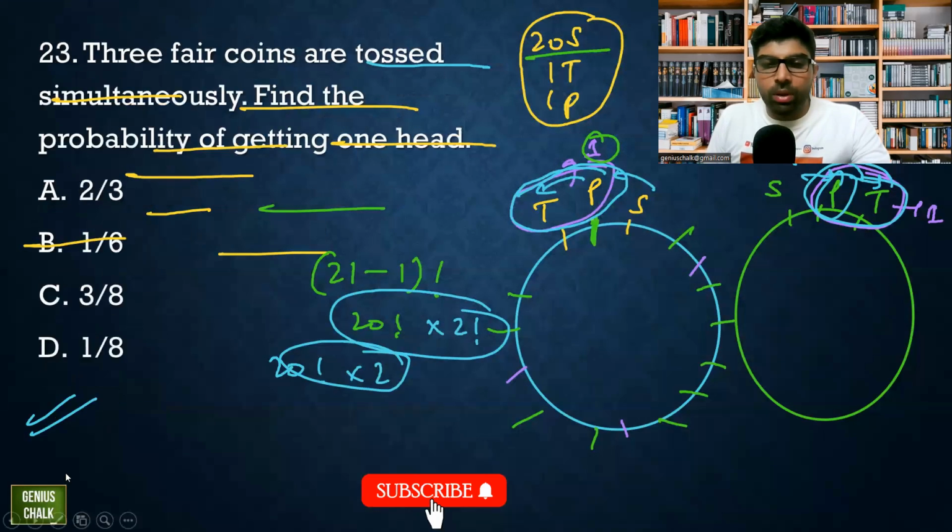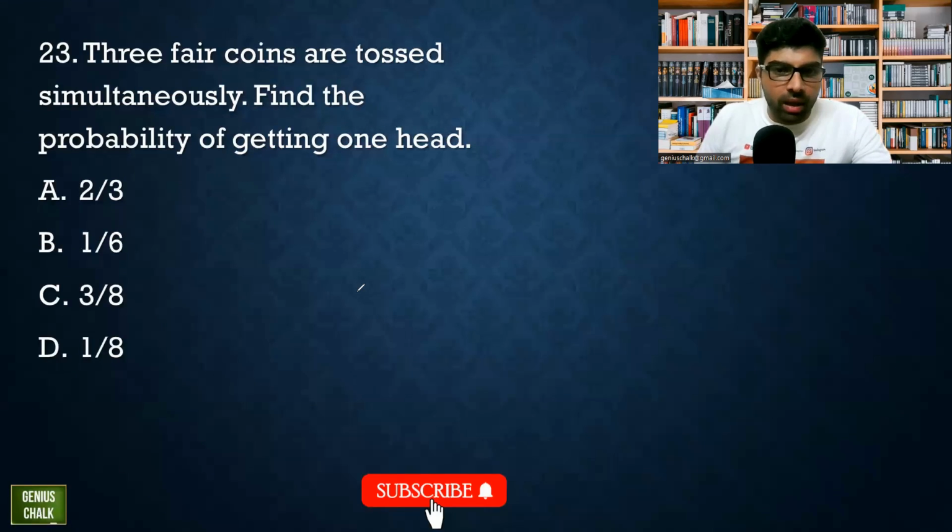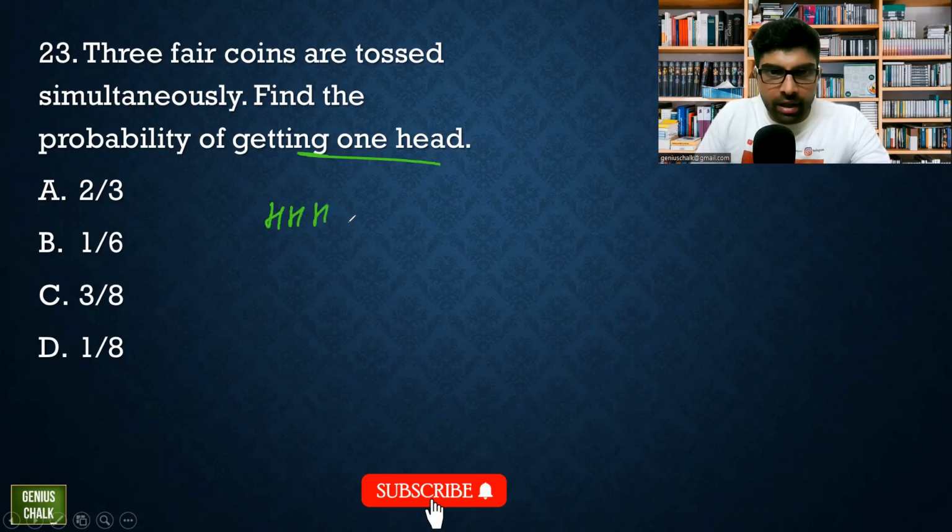And don't worry, nobody will ask you to solve the value of 20 factorial. Then, 3 fair coins are tossed, find the probability of getting 1 head. Okay, 1 head, 3 coins. So 3 coins will be like head, head, head; head, head, tail; head, tail, head; tail, head, head; and head, head, tail, right? I guess these are the possible cases.